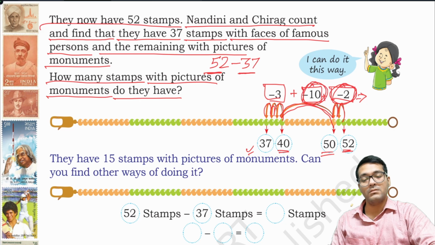2 and 10 makes 12, and 3, 12 plus 3 is equal to 15. You have to move 15 backward. So 52 minus 37 is equal to 15. I can do it this way, Nandini says.